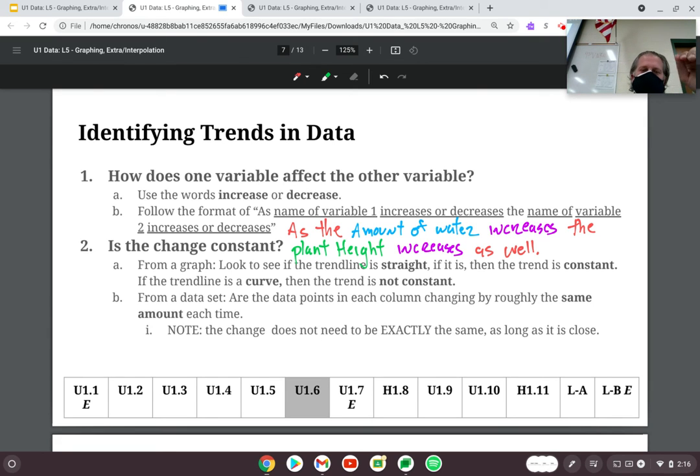Anyway, all right. The next thing we need to talk about is whether this relationship is constant or not constant. If you're looking at the trend line in a graph and the line is pretty straight, we would say that is constant. If the line is kind of curvy, that's not constant. If you're looking at a data set and the numbers are increasing or decreasing at a rate that's pretty similar, then that's probably constant. If not, then it's probably not constant. So those are the things we're going to be looking for and practicing right now.